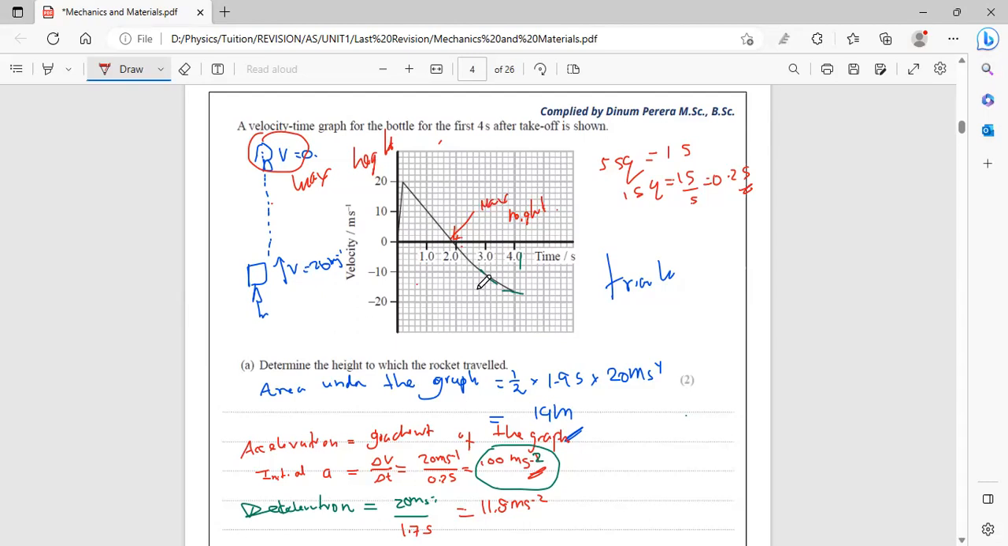So that will be the area under the graph. If you take the whole area under the graph, which is the initial part of the graph, it will be a triangle. So it will be half into base 1.9 into height 20, roughly about 19 meters.